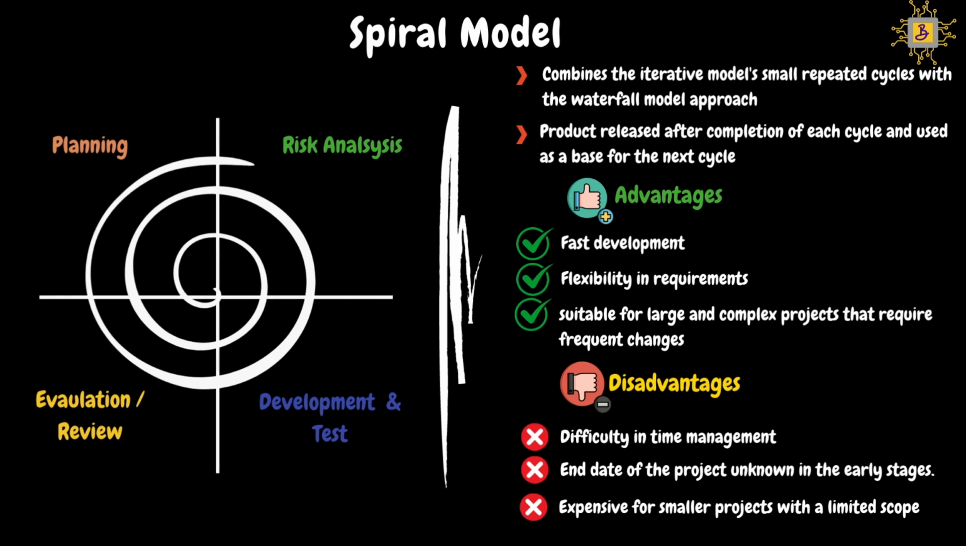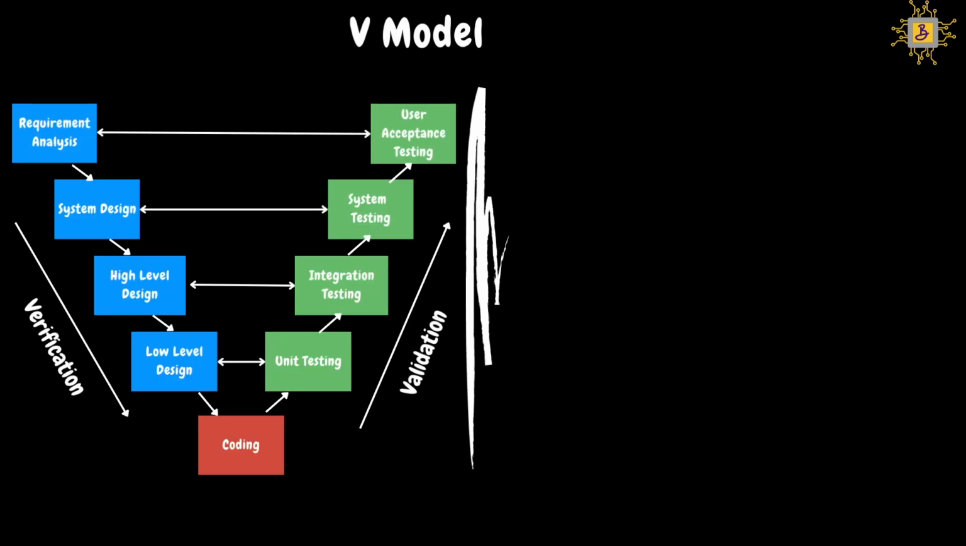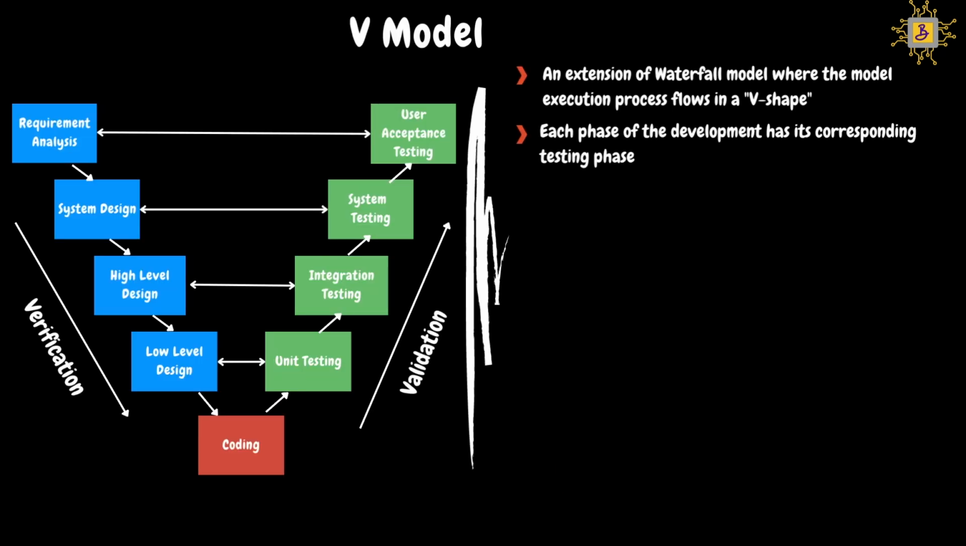Next, we will discuss the V model and its advantages and disadvantages. The V model is also known as the verification and validation model. This is an extension of the waterfall model where the execution process flows in a V shape. In this model, the development and testing activities will happen parallelly. Each development phase has a corresponding testing phase.